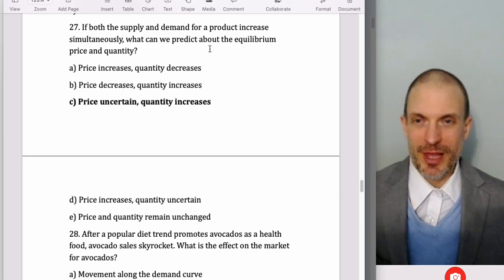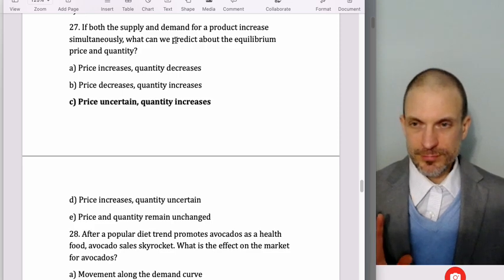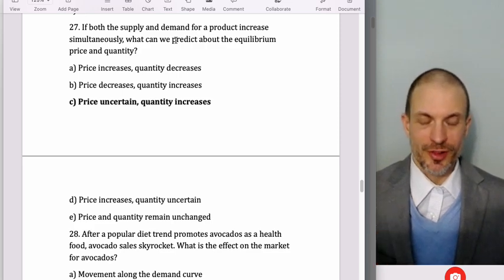If both demand and supply for a product increase simultaneously, what do we expect about the equilibrium price and quantity? Okay, so if demand increases, consumers are getting more enthusiastic about the product. Price goes up, quantity goes up. If supply increases, this is like flooding the market.